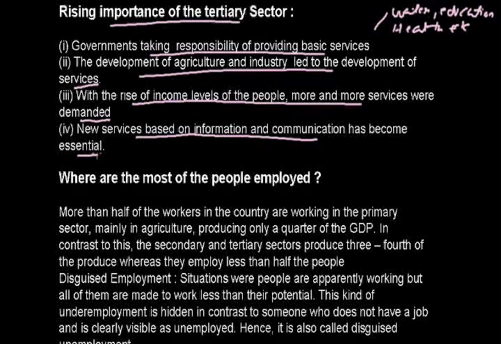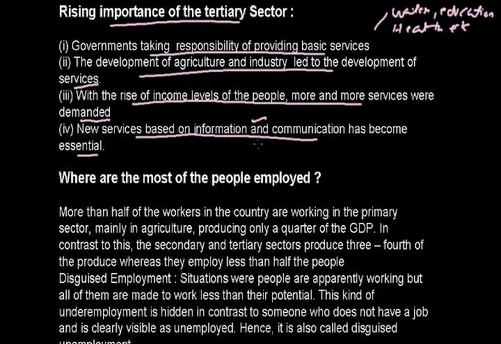You will be requiring the transportation to supply the raw material to the industries and supplying the finished goods to the market. And same way you have to go for the communication also. And both of these things are rising enormously because of the contribution of information and communication, which is the part of tertiary sector. So these 4 points, that is rising contribution of government in providing the basic services, rise in the production of agriculture and industry, rise in the income levels of the people, and finally rise in new services that is based on information and communication. All the 4 points have got one thing in common, and that is the rise of service sector.